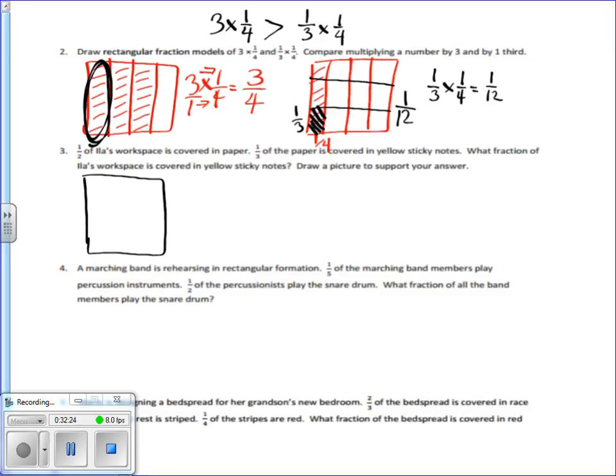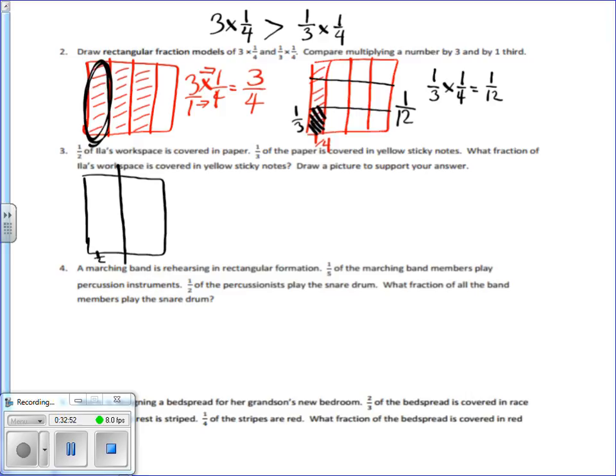So this is her workspace. Half of it is covered in paper. Oh, I did a third. But I'm just doing what the problem says. Half of it. But it's multiplication, it's interchangeable. So it's still right? It could be right as long as you got the right answer. Sometimes it's interchangeable. You've got to be careful though.